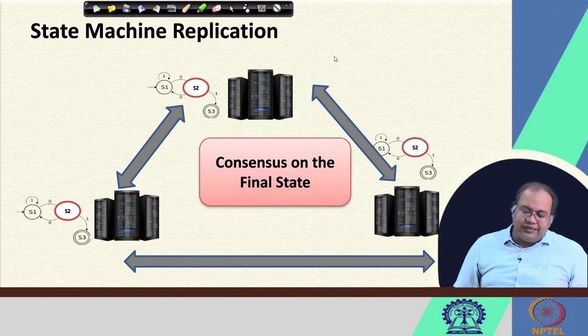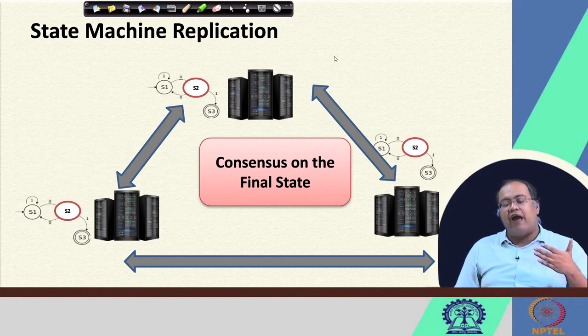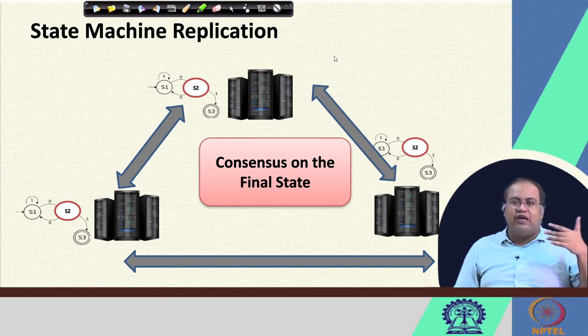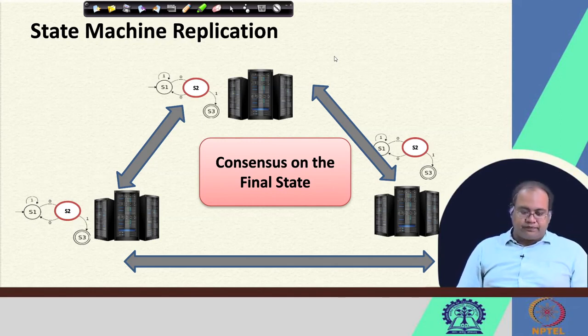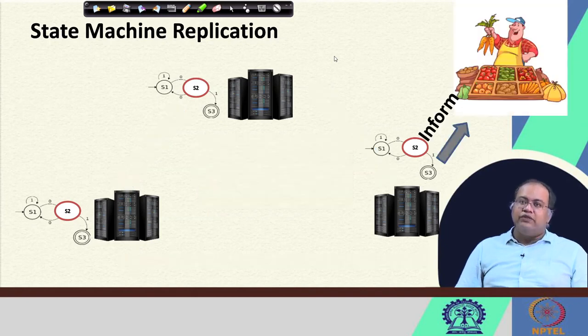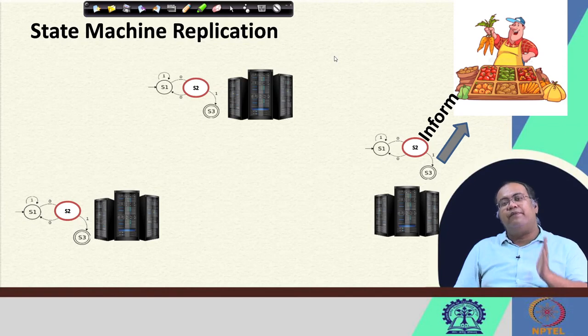So, this is the way state machine replication works: the state machine that you have, you replicate in all the servers, and when you have multiple such servers, you execute the transactions on those individual servers, and after you have executed them, you collect the final state and come to a consensus on that final state. Now, once you have reached this final state, one of the machines can inform the client that, hey, after this execution we have reached this particular final state.